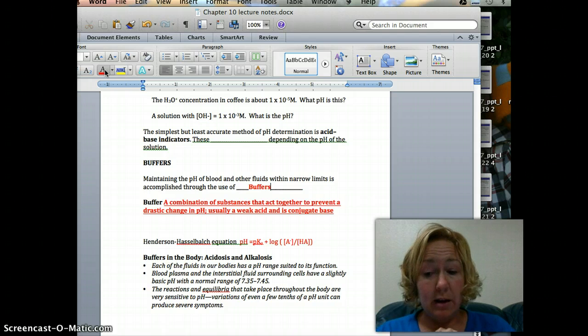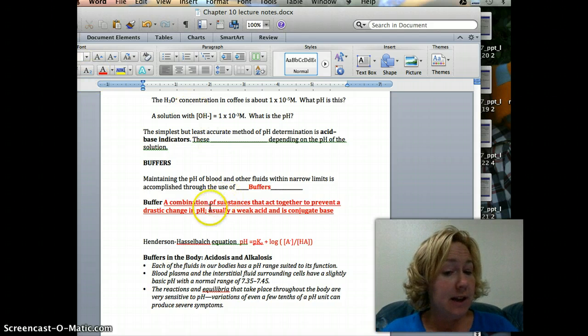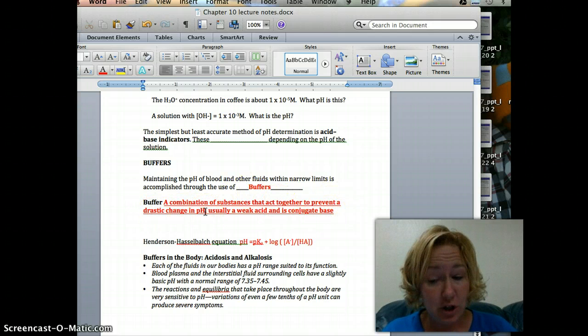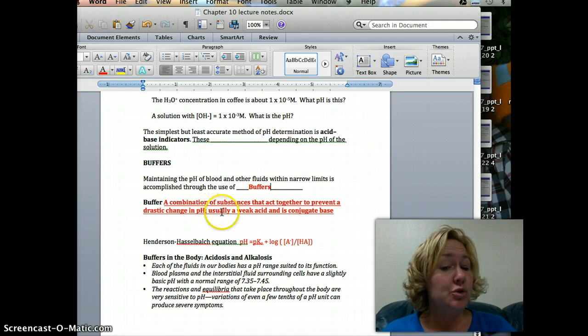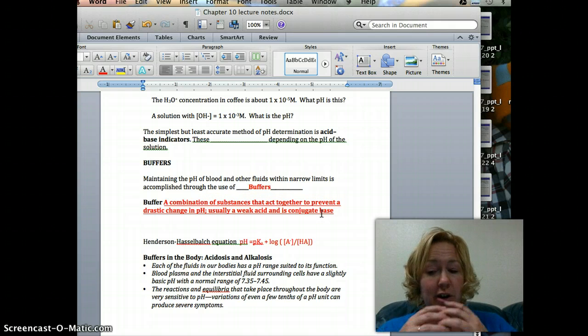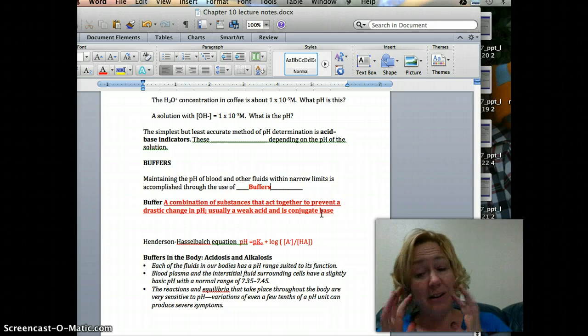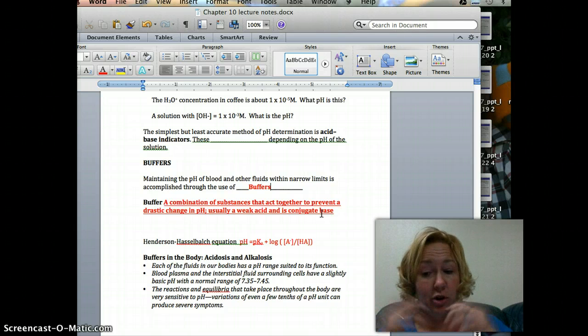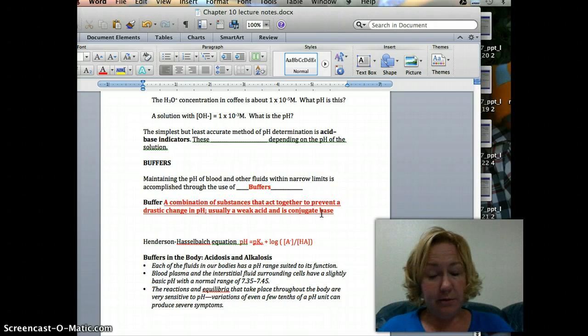so it doesn't affect the lake as much as something else would. So, a buffer is a combination of substances that act together to prevent a drastic change in pH. It doesn't prevent a change, it just prevents a drastic change. This is a buffer solution, or a buffer. It is usually a weak acid and its conjugate base. So they're already in there doing their thing, and when more hydrogen ions come in, they can buffer the craziness where it all of a sudden freaks out. That's what a buffer does.